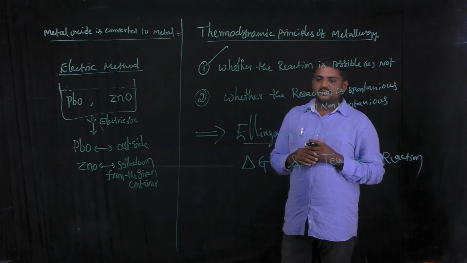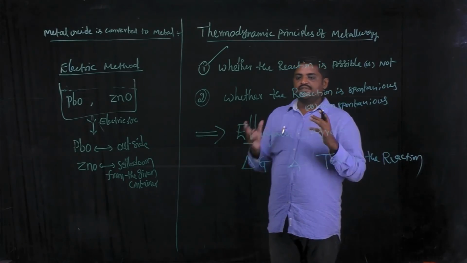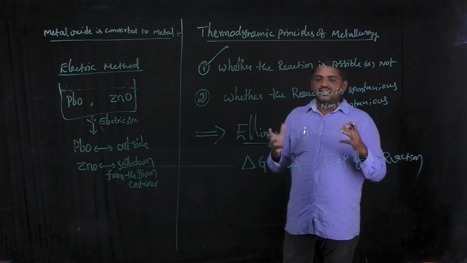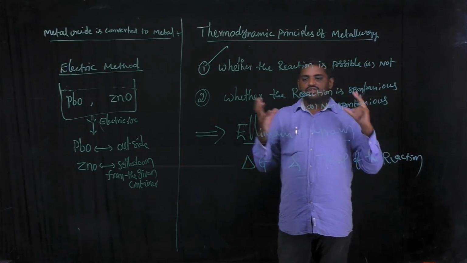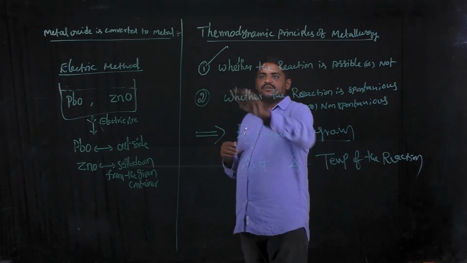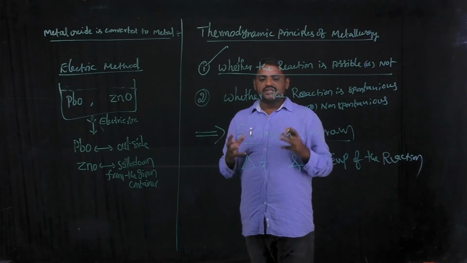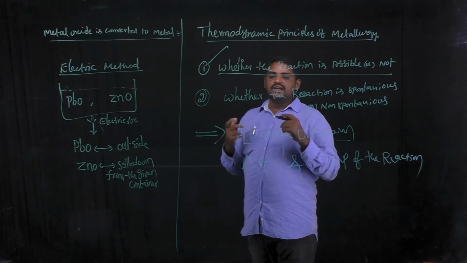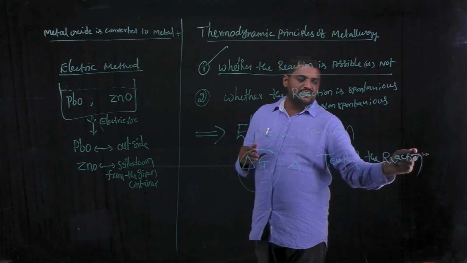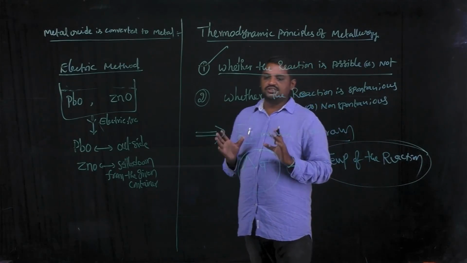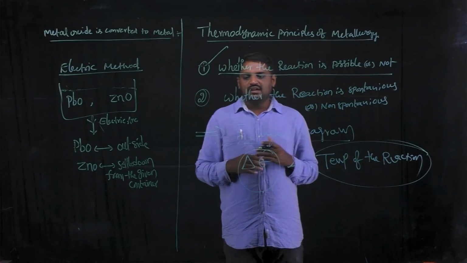These principles in metallurgical process are used only for the identification of 2 points. First point is whether the reaction is possible or not, and whether the reaction is spontaneous or non-spontaneous. These 2 points are identified. And first I am going to discuss whether the reaction is possible or not. This point is identified by using Ellingham diagrams. The Ellingham diagram explains the relation between change in free energy and temperature of the reaction. Okay, this Ellingham diagram is explained in the next video.